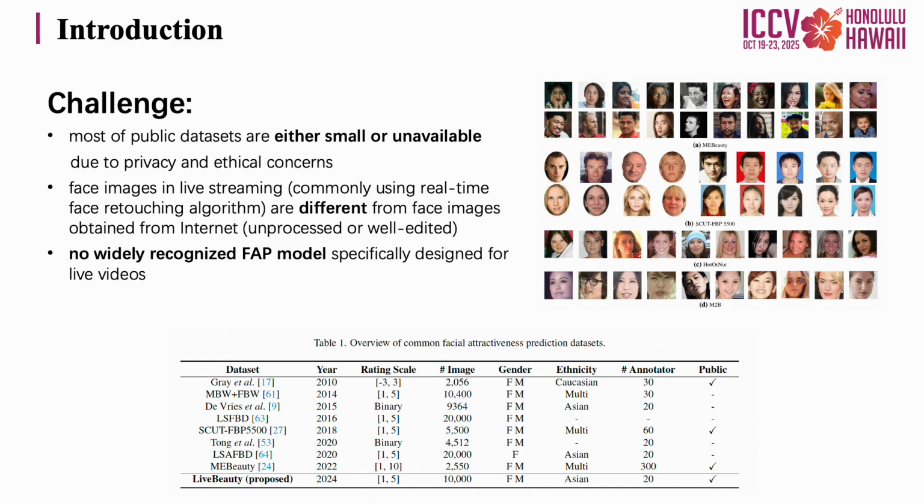In video streaming, especially live video, it is common practice to use facial retouching algorithms to improve the facial aesthetics of content presented to audiences. The differences among these algorithms can lead to unique data distributions that vary considerably from those found in unprocessed or well-edited face images obtained from the Internet. FAP models trained on these images cannot generalize well in live streaming scenarios.